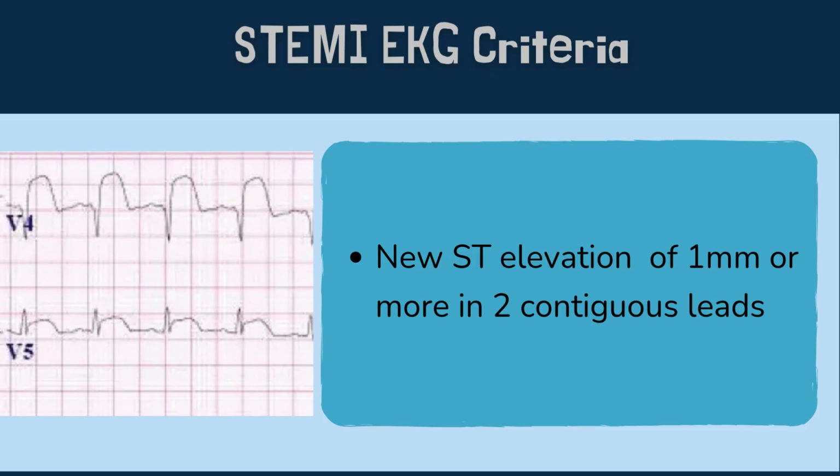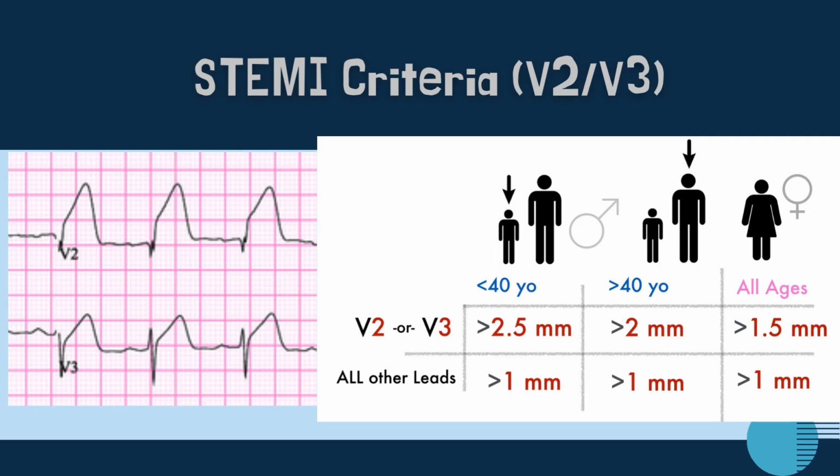So what do we see on EKG with a STEMI? We see 1 or more millimeters of ST elevation in at least 2 contiguous leads. The exception here is in V2 and V3, which are closer to the heart and have a slight ST elevation to begin with. We need 1.5 to 2 millimeters, depending on the patient's sex and age.